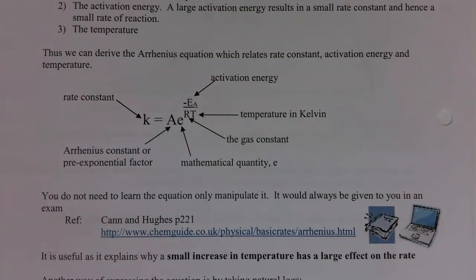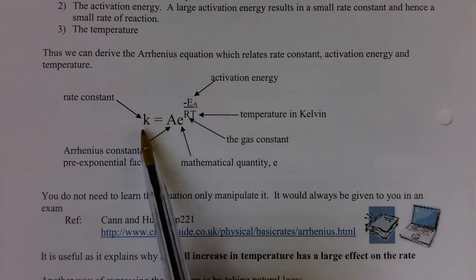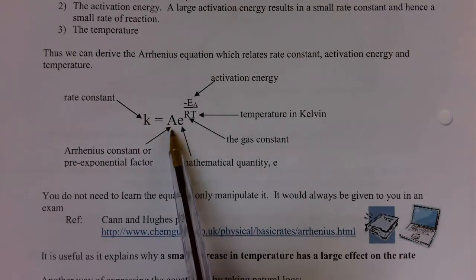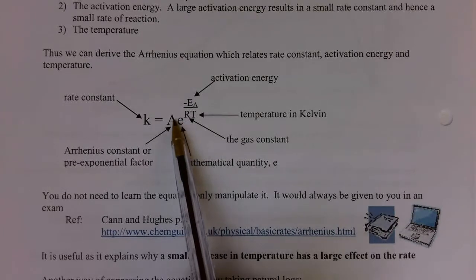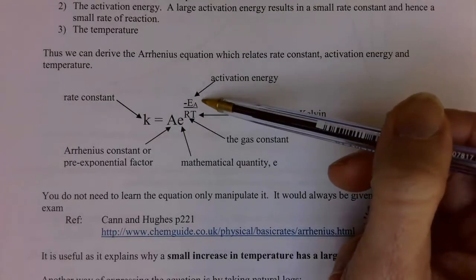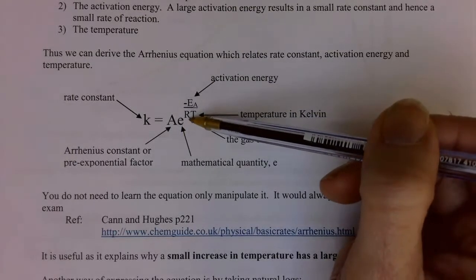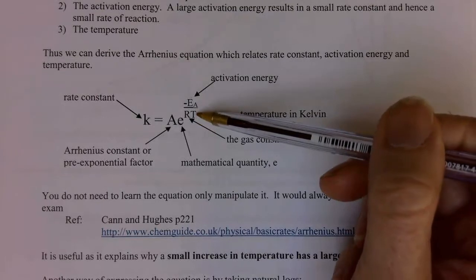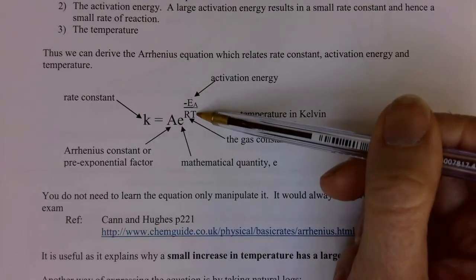So we're on page 15 of our notes, and we're unpacking this rate constant k. So the rate constant k is equal to large A, we call this the Arrhenius constant, times the mathematical quantity e raised to the power minus Ea divided by R, which is our gas constant, we've come across that before in gas equations, times the temperature in Kelvin.